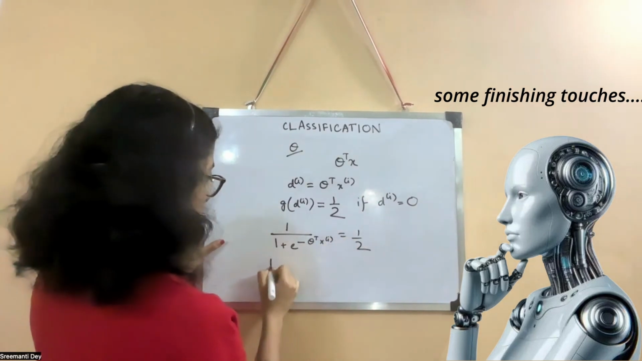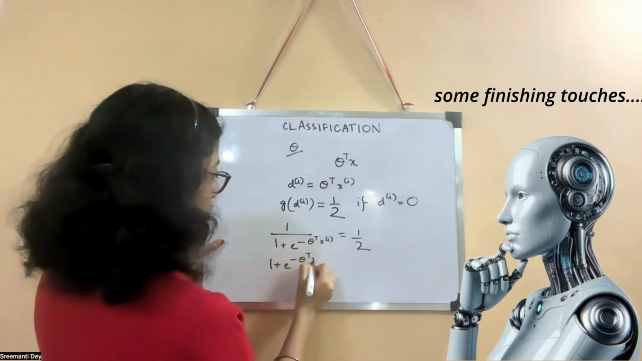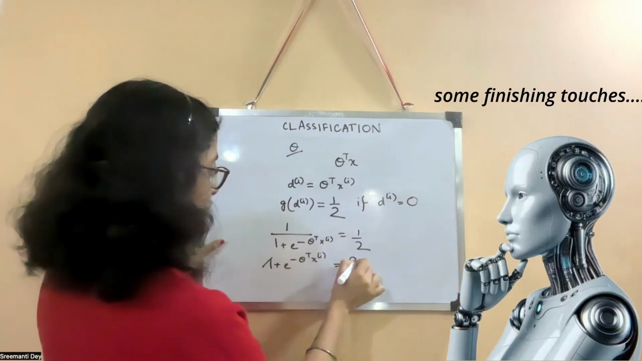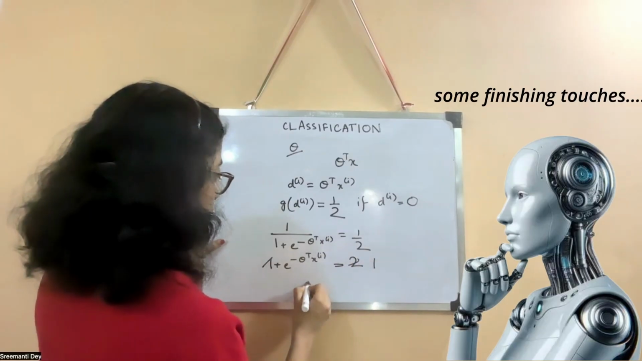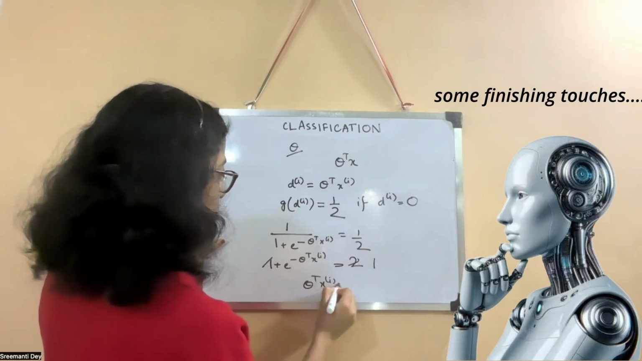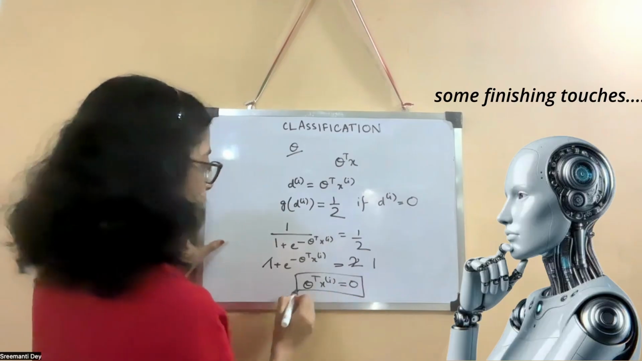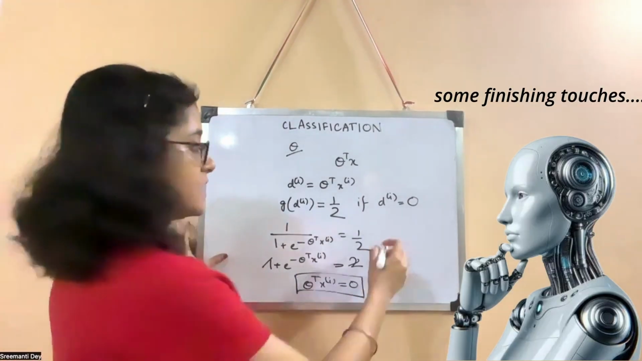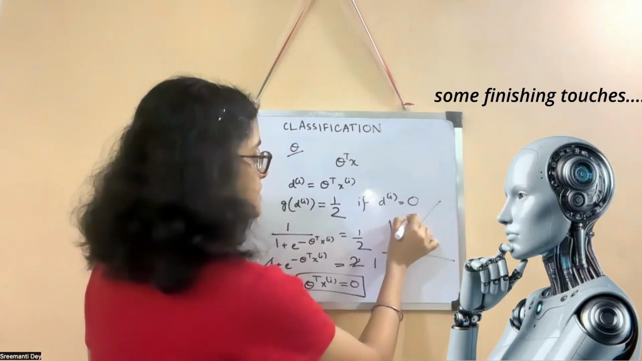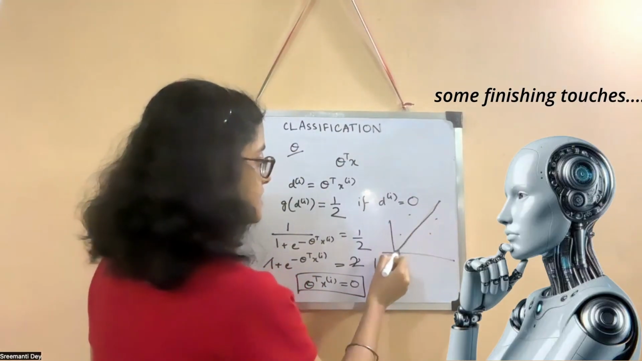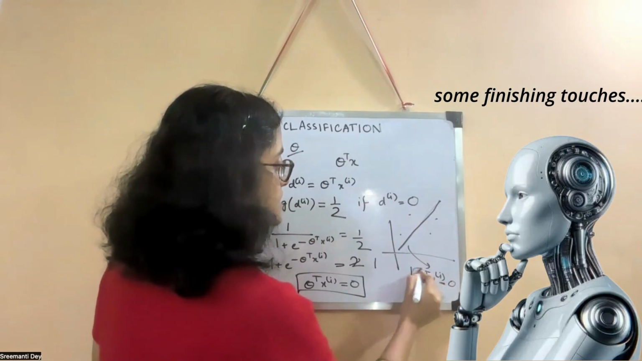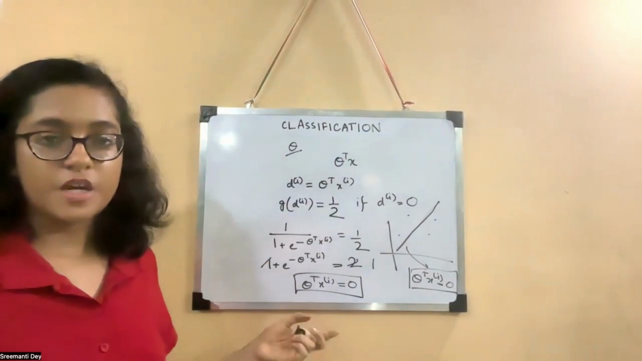Now solving the equation, we have e to the power minus theta transpose xi, 1 plus that is equal to 2, so this would be 1. So now theta transpose xi is equal to 0, which is exactly the equation of the line that we're looking for. And this will be the decision boundary. Remember this one that I was saying earlier? This is the decision boundary. The equation of this is theta transpose xi equal to 0. Perfect. Now we have got everything.